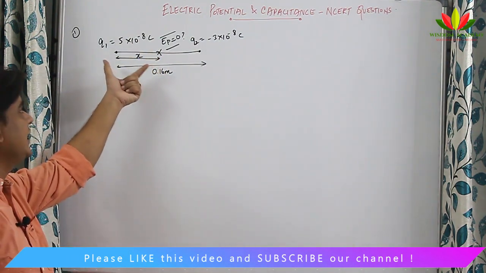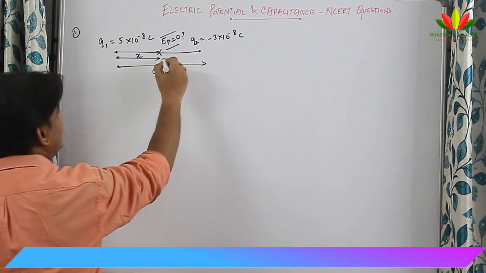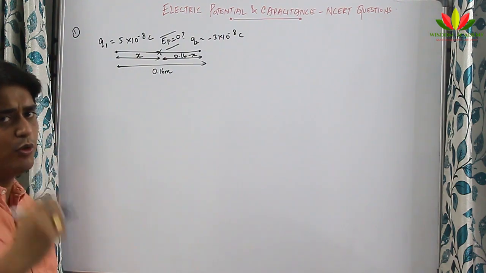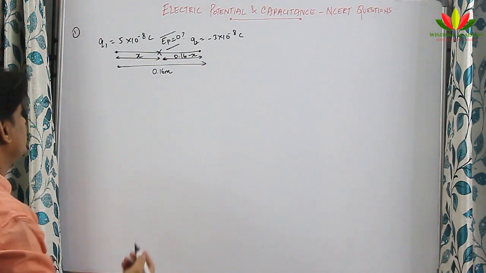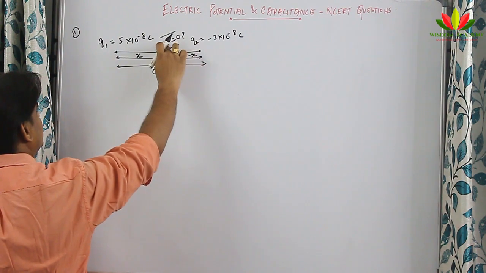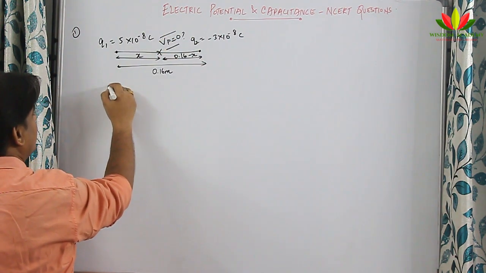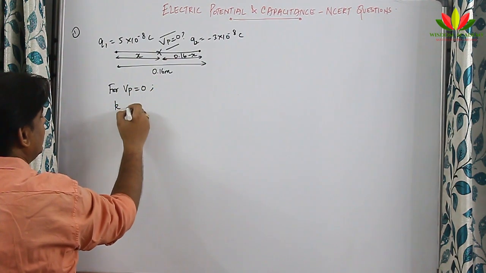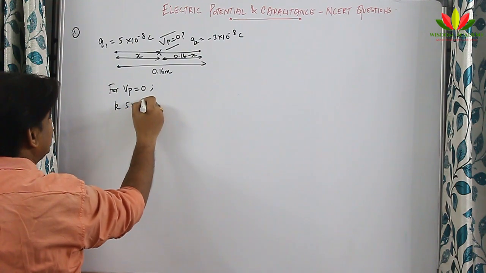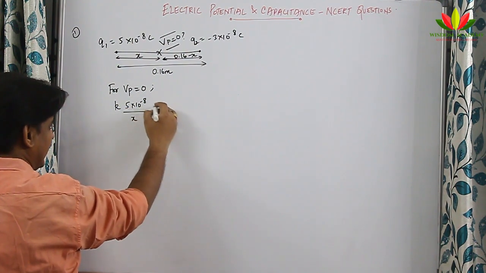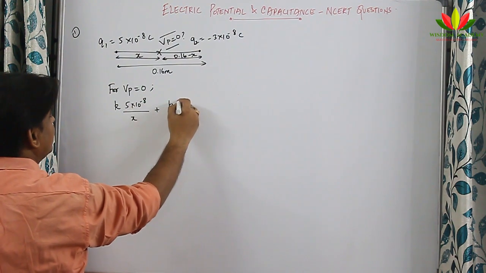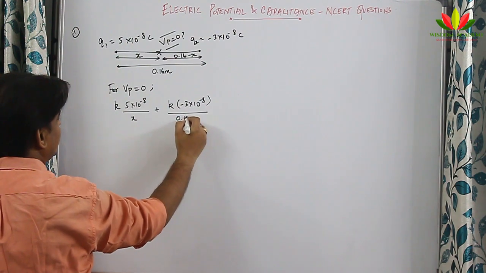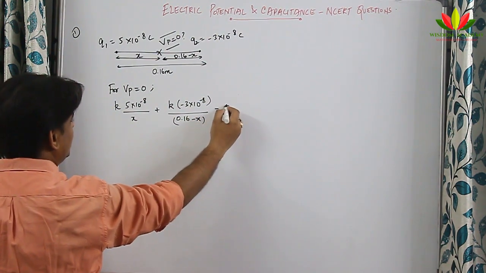So if the distance is x from the left side or from the first charge, then the remaining distance will be 0.16 minus x. We know the formula of potential, it is kq by r. So they are saying potential at 0, Vp. So for Vp to be 0, I can write k into q, that is 5 into 10 power minus 8 by r, that is x, plus k into minus 3 into 10 power minus 8 by this r, that is 0.16 minus x, which should be equal to 0.